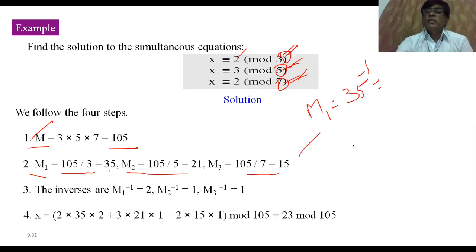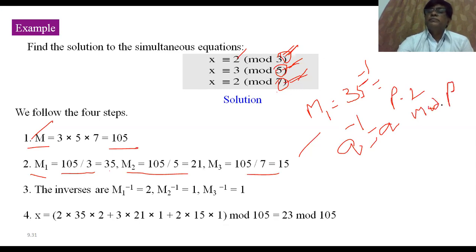M inverse can be calculated. That means, for example, A inverse is equal to A power P minus 2 modulo P. So, 35 inverse is equal to 35 inverse. What is the modulo value? The modulo division for the first one is 3.